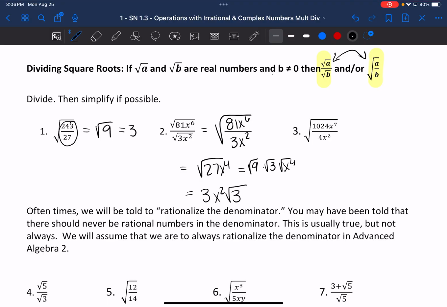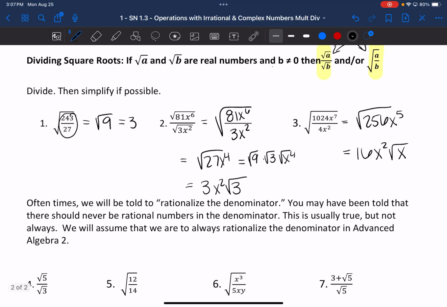All right. On number 3, does that one simplify? Yeah. Yeah, what do we get when we divide those? 256. All right, and what do we do with the exponents? Subtract, so I get x to the 5th. And then we simplify. 16. So 16, and what about the x to the 5th? X squared. Uh-huh. Root x. Nice. Because it was odd, there's that 1 left over inside.